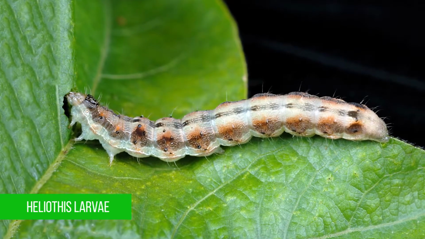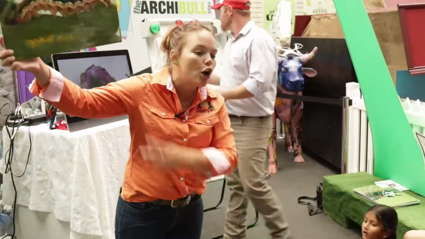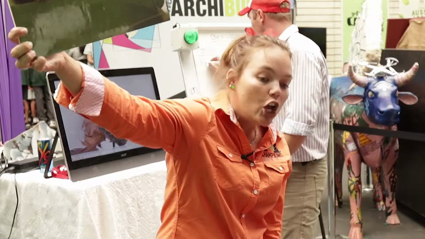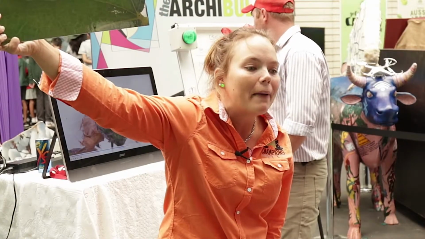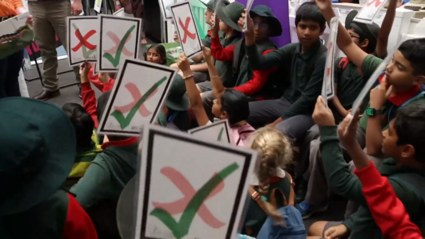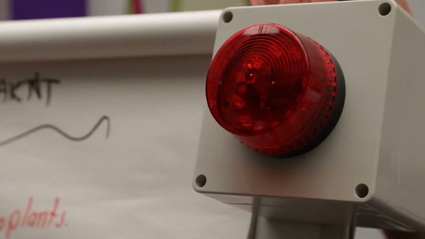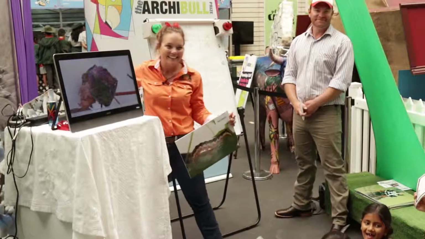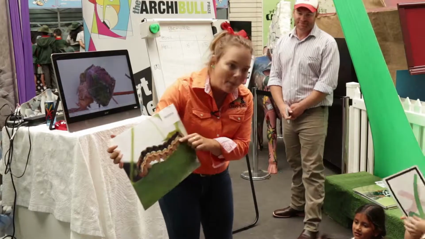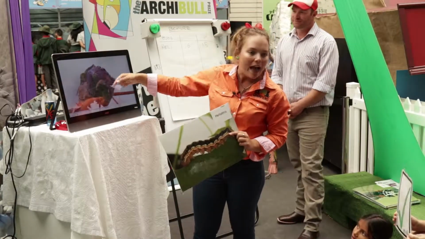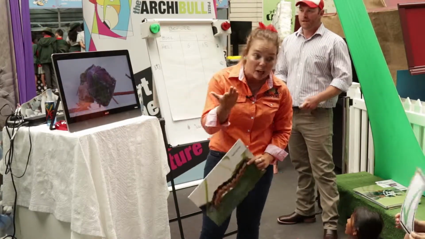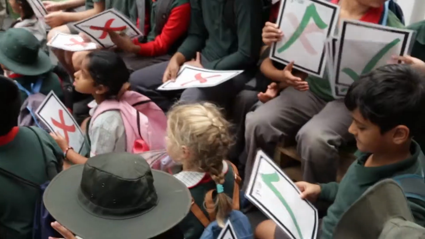So the first bug we've got today is called a Heliophis. It's a caterpillar. Do you reckon that's a good bug or a bad bug? A Healy is a bad bug. So what these little bugs do, this here is a cotton boll, and they eat the cotton boll, so we get no lint out of them, so they're bad bugs.